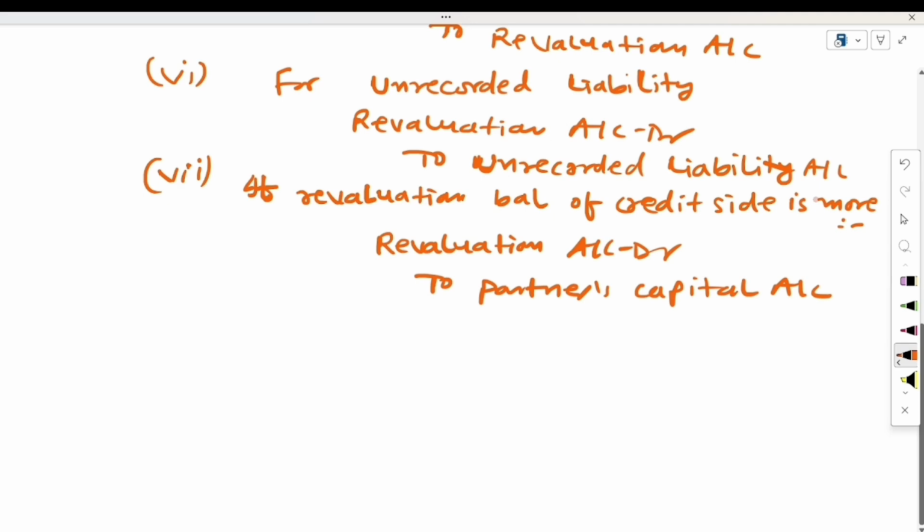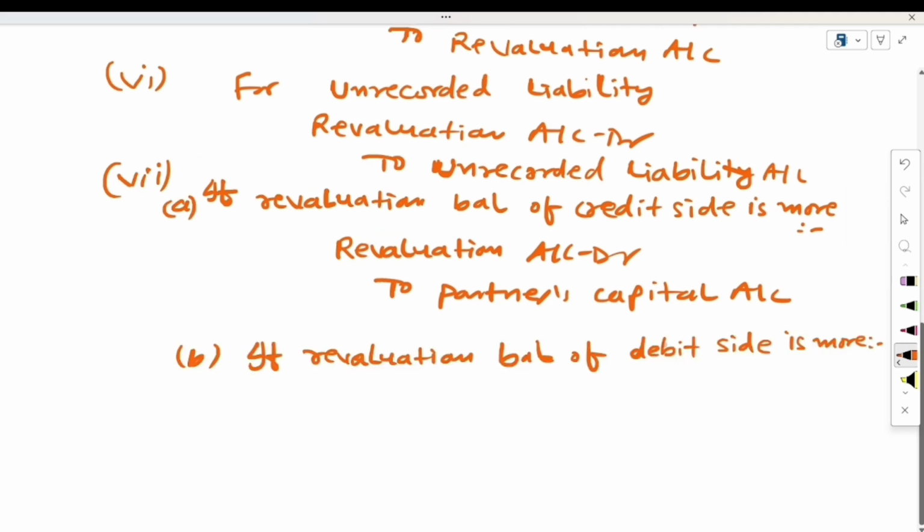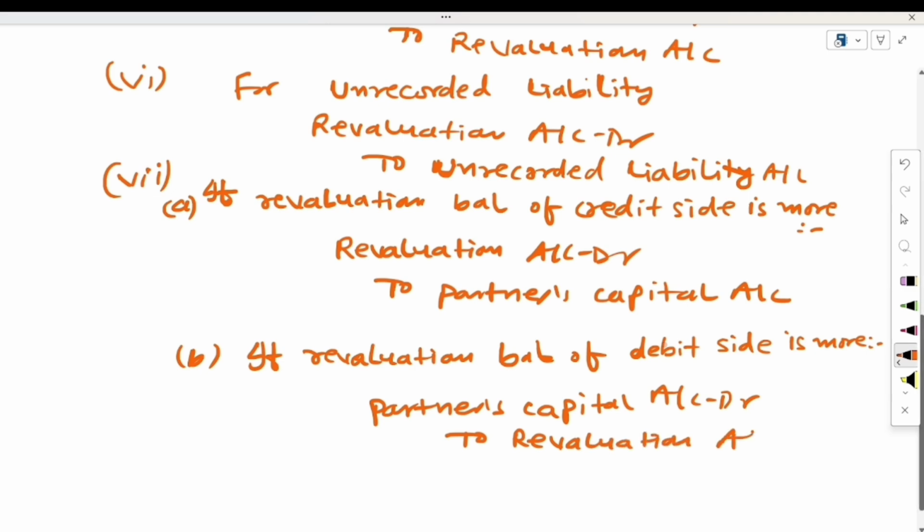If the revaluation balance on the debit side is more, what would happen? This is a loss, so it will be debited to the partners' capital account. We will make an entry: partners' capital account debit to revaluation account. These are the general entries related to the revaluation of assets and reassessment of liabilities.